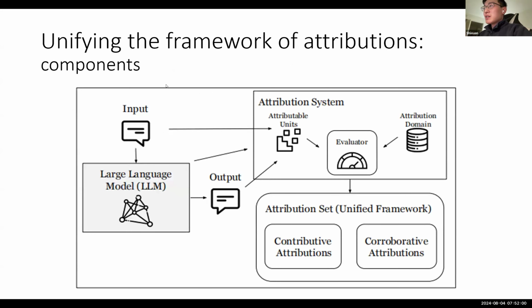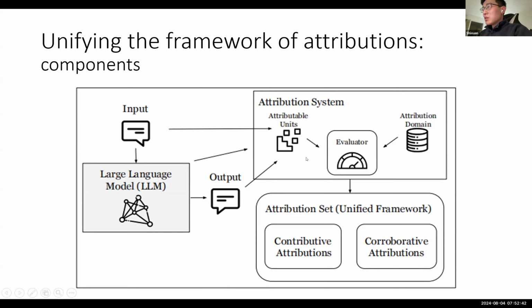So now let's take a look at the diagram here. This diagram basically describes the unified framework of these two kinds of attribution. It could be applied to both attributions. For both attributions, we'll have one input and we pass it to the large language model we have. Then we'll have an output from the model, right? The input and output as a pair contribute to something we call the attributable unit.